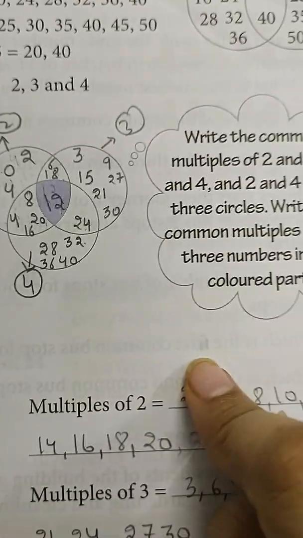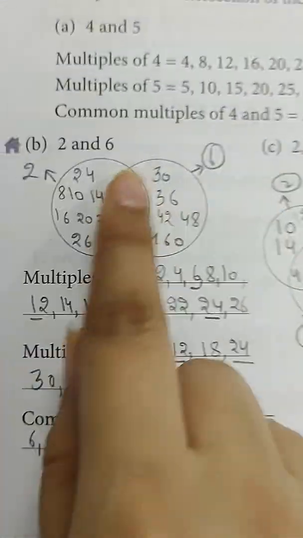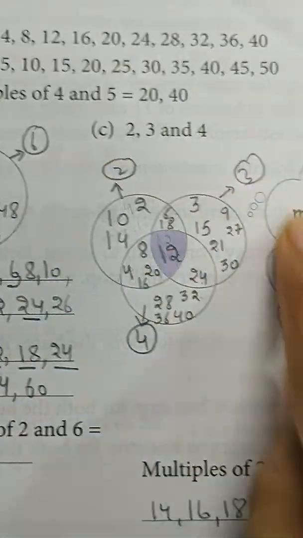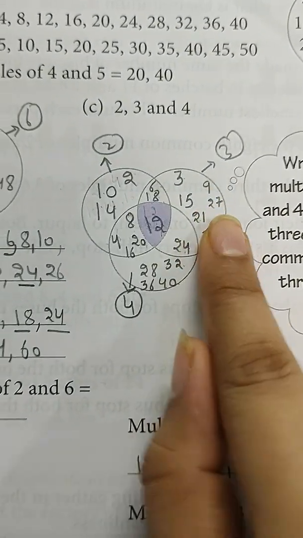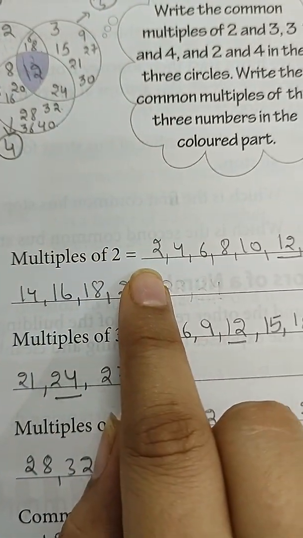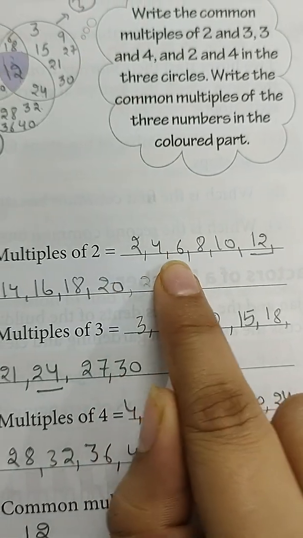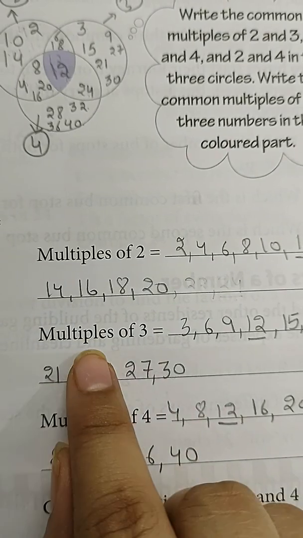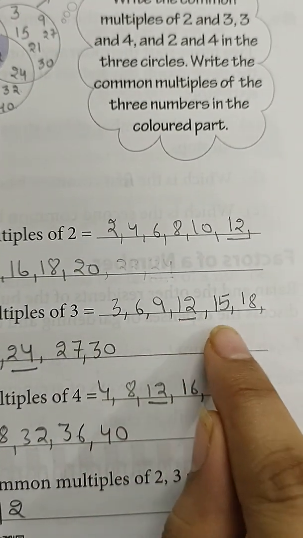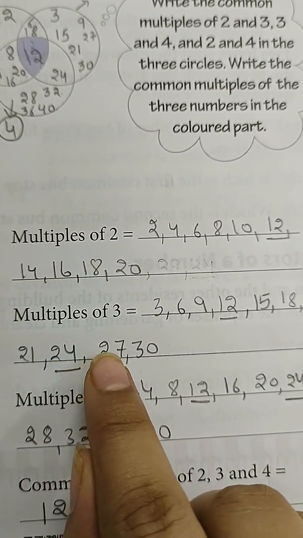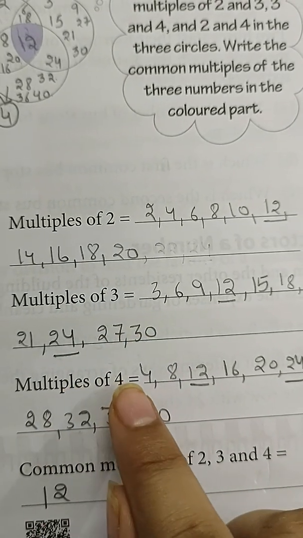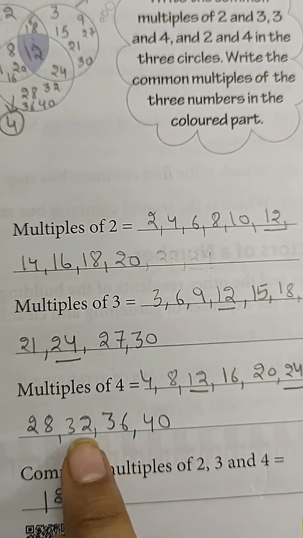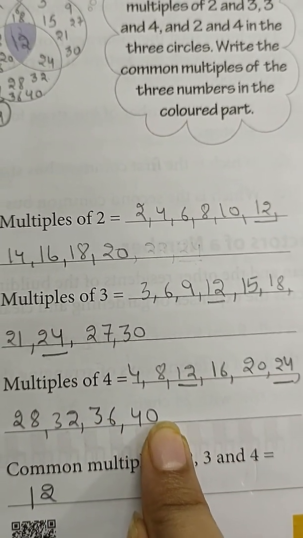Now here in question number 3, earlier we were given 2 numbers, now we have been given 3 numbers. This one is a little bit complicated, so you understand this thing properly. Firstly, we have written the multiples of 2: 2, 4, 6, 8, 10, 12, 14, 16, 18, 20. Multiples of 3 are 3, 6, 9, 12, 15, 18, 21, 24, 27, 30. Multiples of 4: 4, 8, 12, 16, 20, 24, 28, 32, 36, 40.